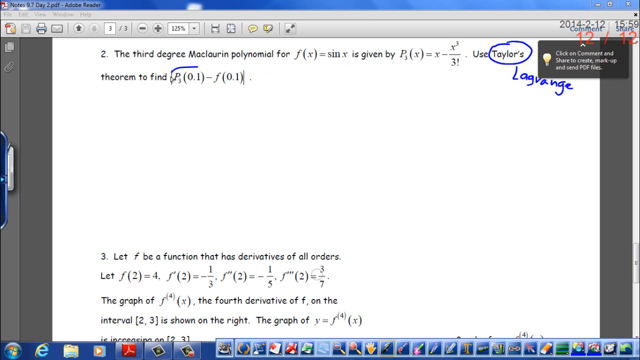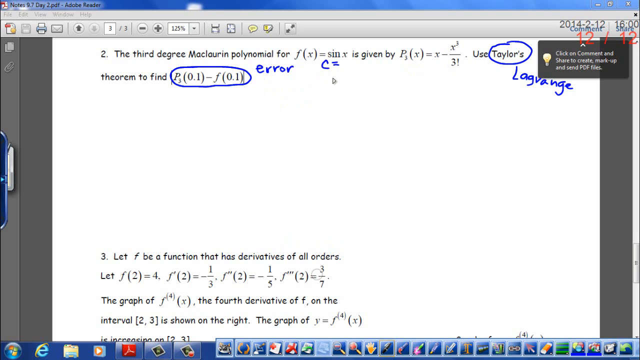And this right here is just a fancy way of finding the error in using this polynomial to approximate f of 0.1. All right, so before we jump into this, let's make sure that we're clear on what all these parts of this formula are going to be.